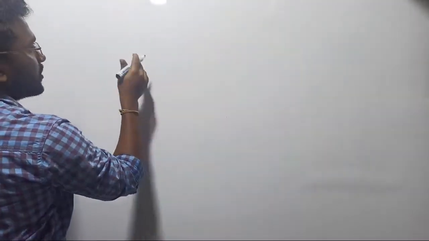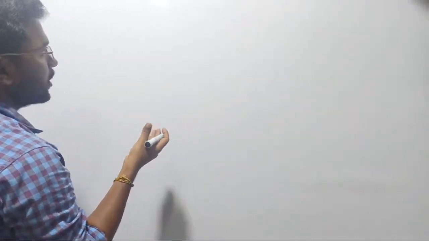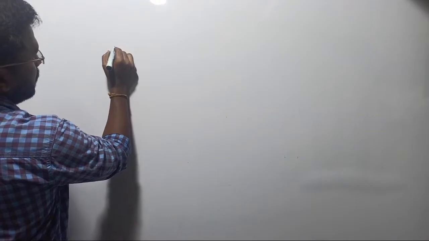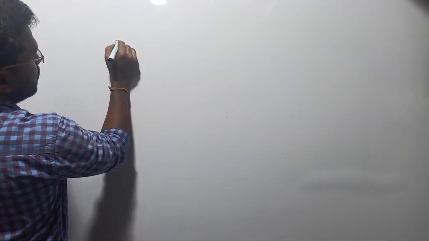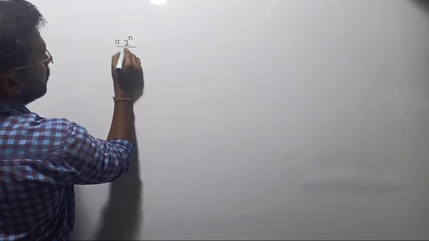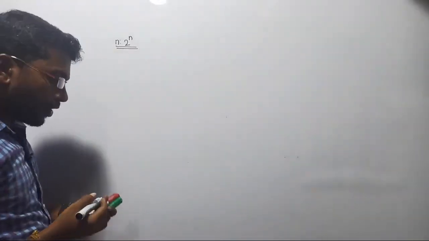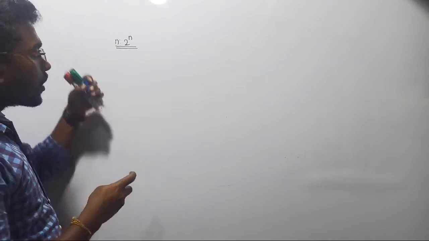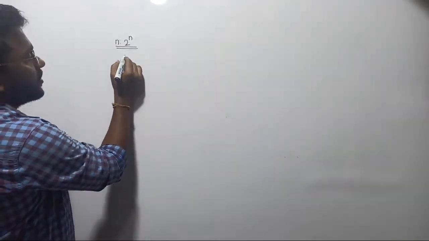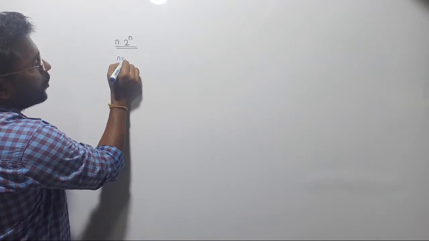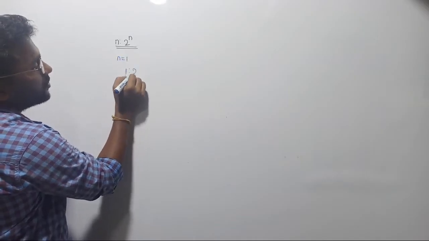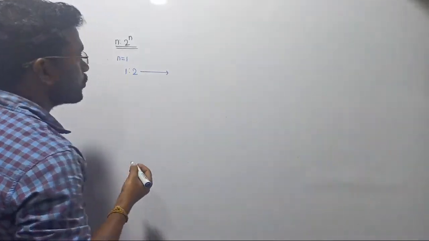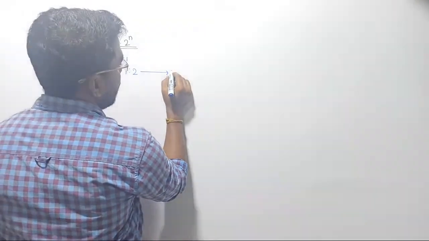Let us see the implementation of any decoder by using lower order decoders. For example, the general order is n to 2 power n, correct? This is the general order. Now with this general order, let's perform. If I consider n equal to 1, then you will get 1 to 2. Now the question is, identify the number of 1x2 decoders that are required in order to implement.